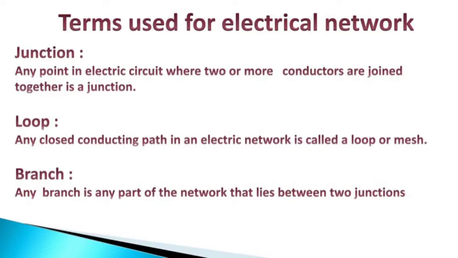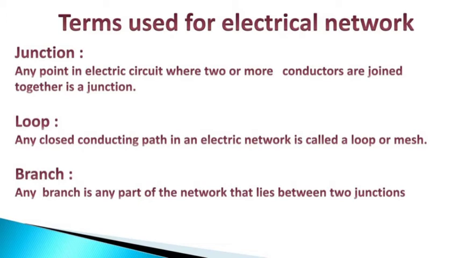In 1842, Gustav Robert Kirchhoff stated two laws to determine the current and potential differences in the complicated circuit. Before describing these laws, we will discuss some terms which are used for electrical circuits. First term, that is junction. Any point in an electric circuit where two or more conductors are joined together is called a junction.